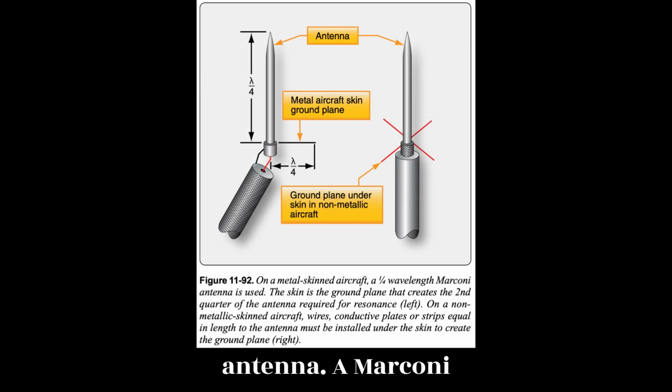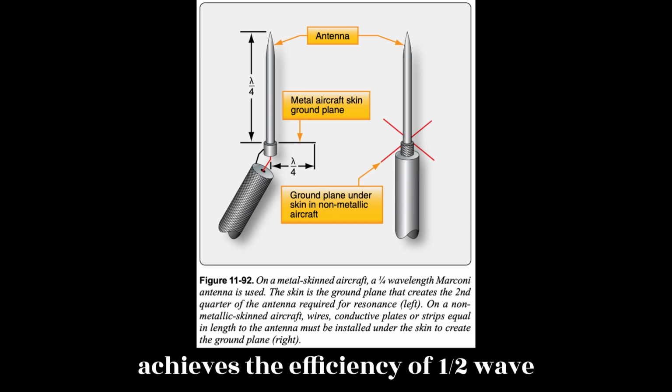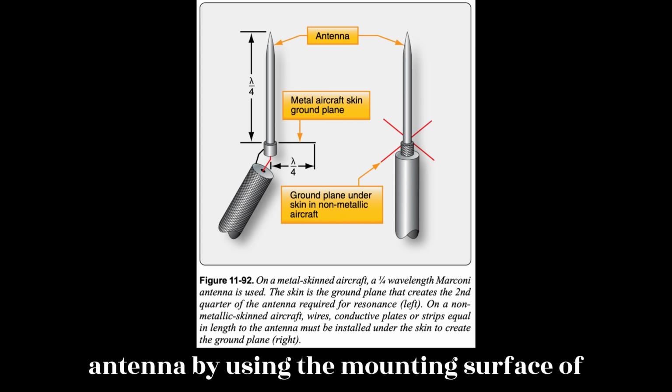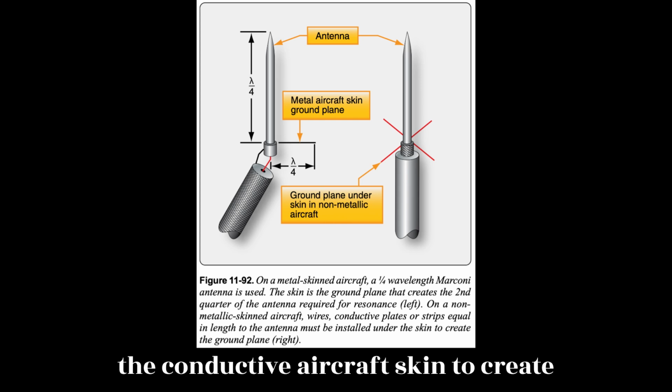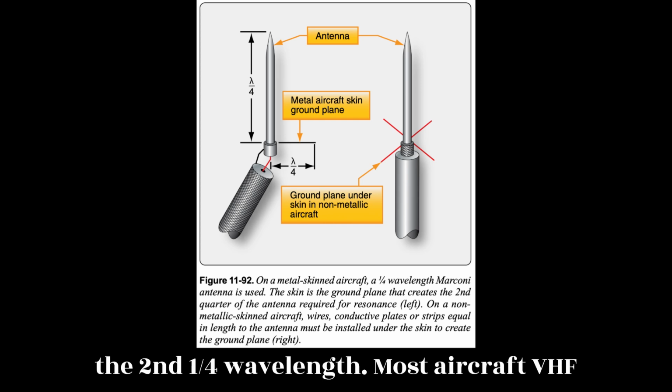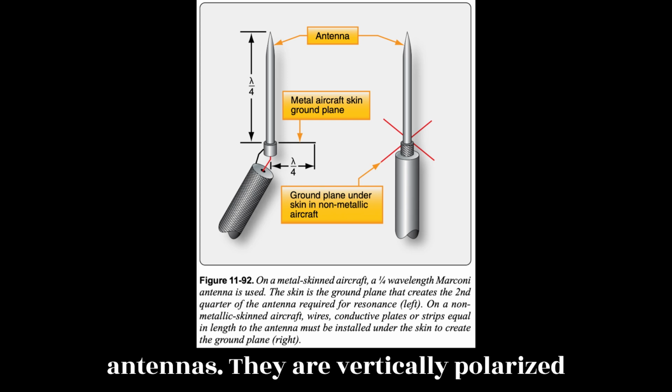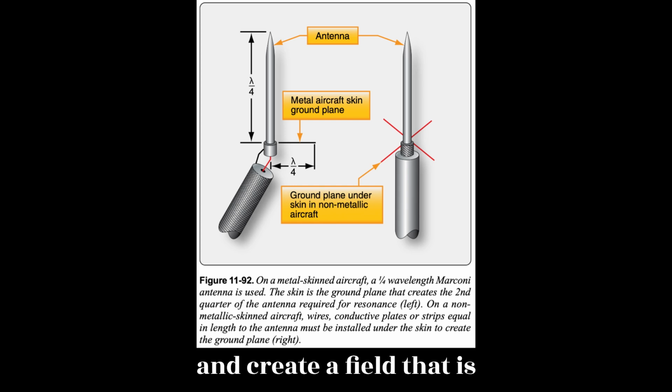Marconi antenna. A Marconi antenna is a 1/4 wave antenna. It achieves the efficiency of a half-wave antenna by using the mounting surface of the conductive aircraft skin to create the second 1/4 wavelength. Most aircraft VHF communications antennas are Marconi antennas. They are vertically polarized and create a field that is omnidirectional.